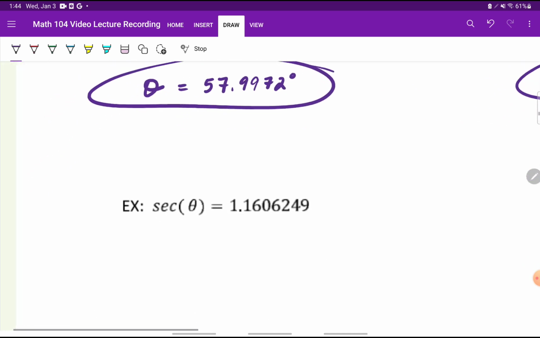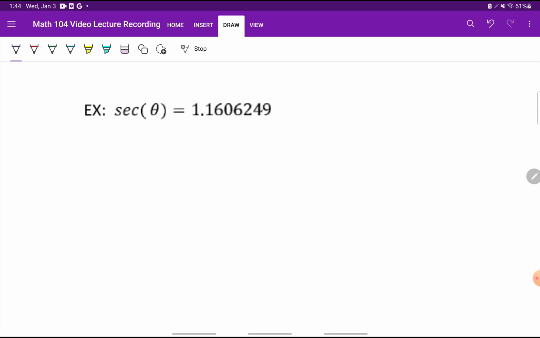And then let's look at one more. This time we've been given the value of a secant function at some angle theta, and we're looking to find the angle theta. Again, if we look at our calculator, there's no secant inverse button on the calculator. There's not even a secant button on the calculator. So we're going to have to think about what this means in relationship to sine, cosine, or tangent so we can actually use our calculator.